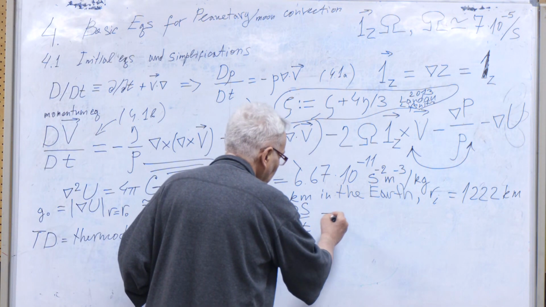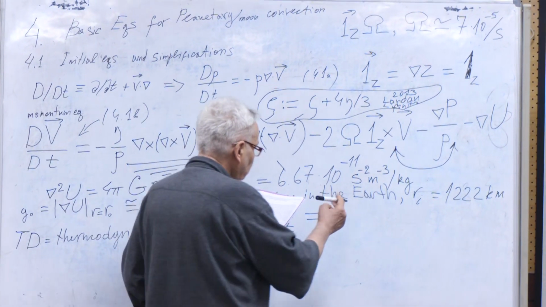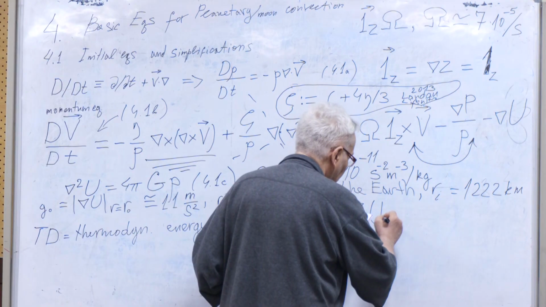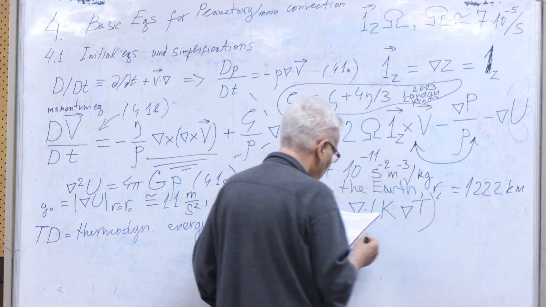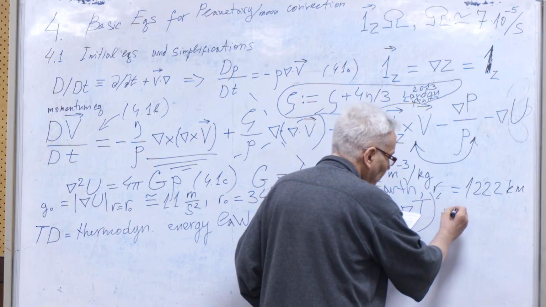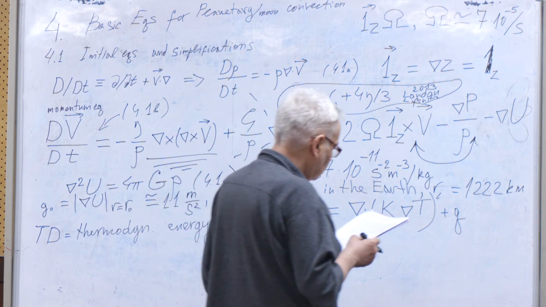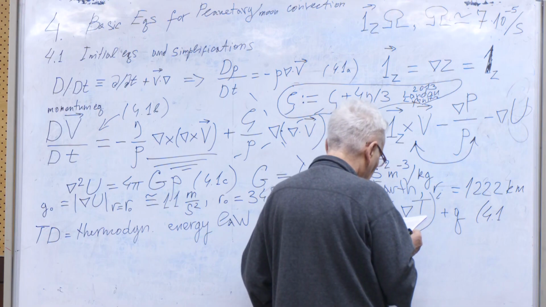And it's equal to the next term. So we have this equation of the entropy, which acts as a sort of Laplacian, but a bit more complicated: capital K, gradient T. And there are various sources of heat, which we all put in one small q. And this is equation 4.1d.